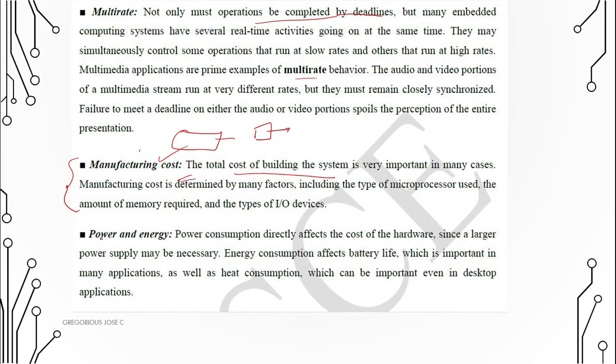Next is power and energy. Power and energy is also another important thing that should be considered in design. So the power consumption should be very low and effective, such that it can supply enough energy to perform only a particular task only.